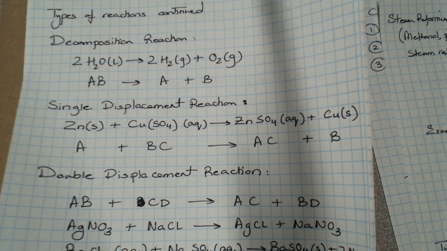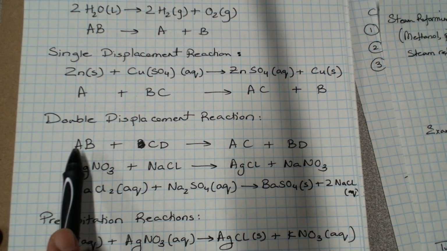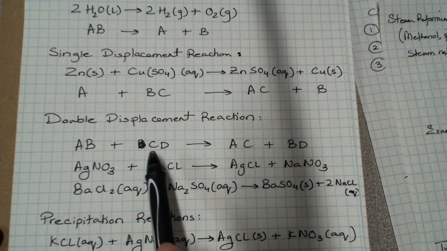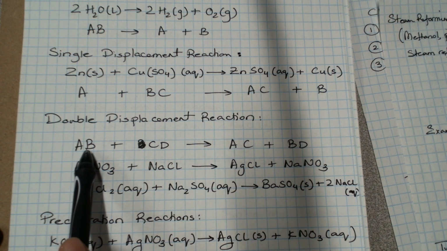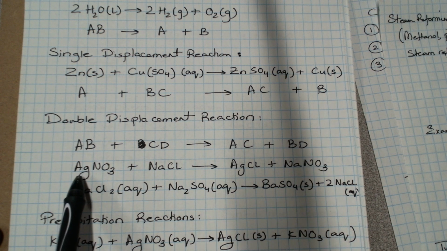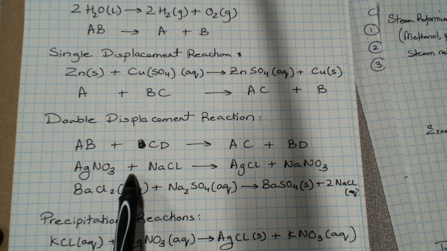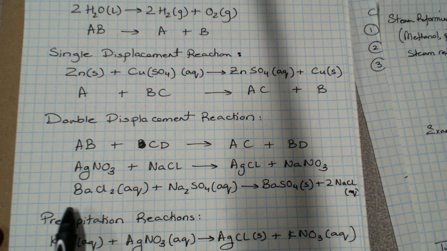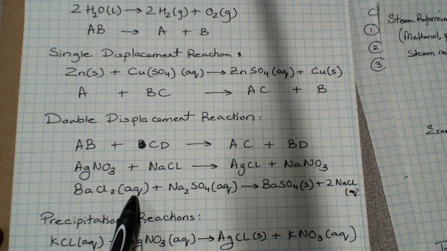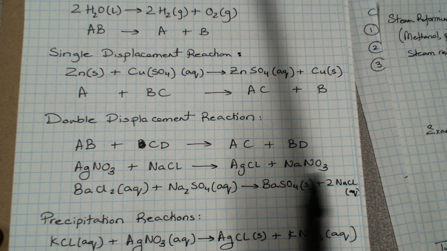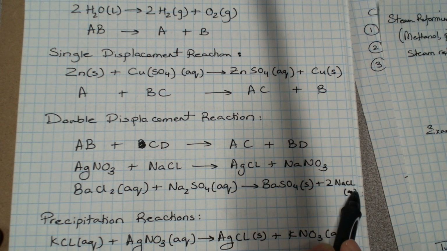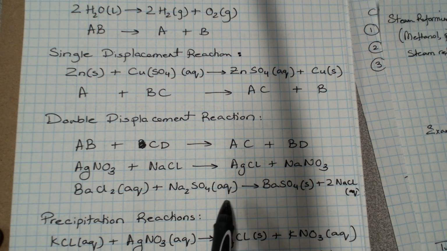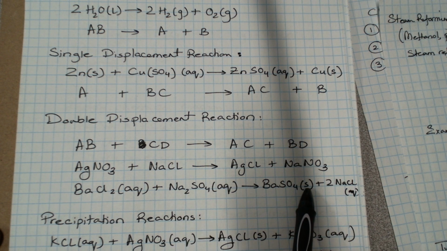A double displacement reaction is when you have 4 items and both of them change partners. So A is with B, C is with D, but you notice here C leaves D and joins A, and B leaves A and joins D. An example would be silver nitrate, NO3 is nitrate, plus sodium chloride yields silver chloride plus sodium nitrate. Another example is barium chloride aqueous solution plus sodium sulfate yields barium sulfate plus sodium chloride. So AQ stands for aqueous solution. Aqueous solution is a water-based solution. L stands for liquid, S stands for solid, G stands for gas.